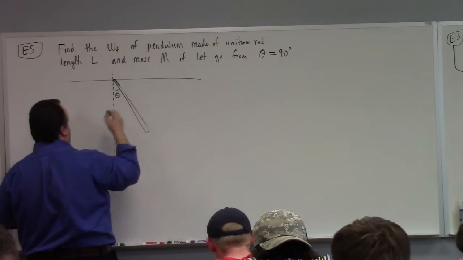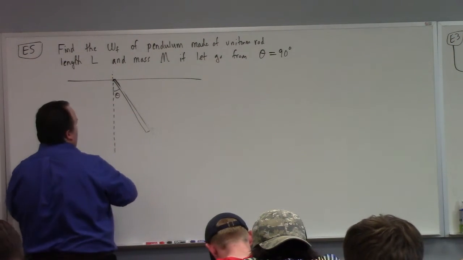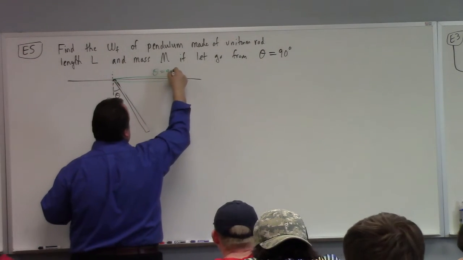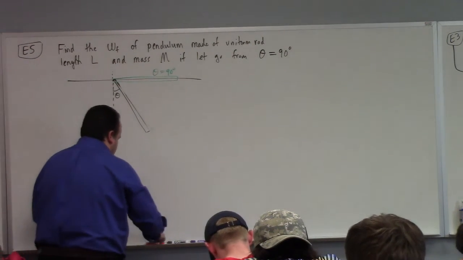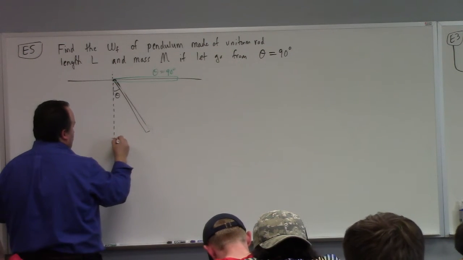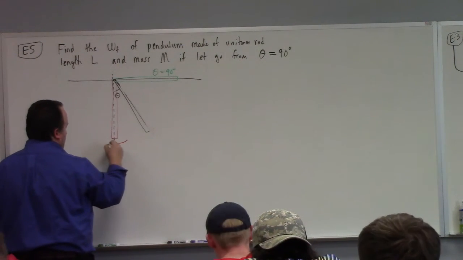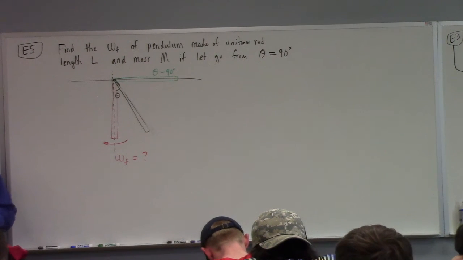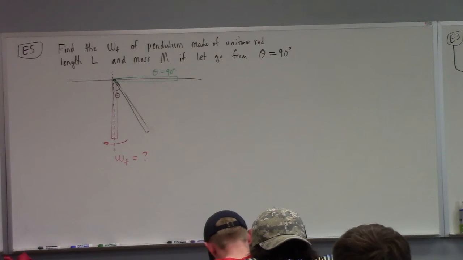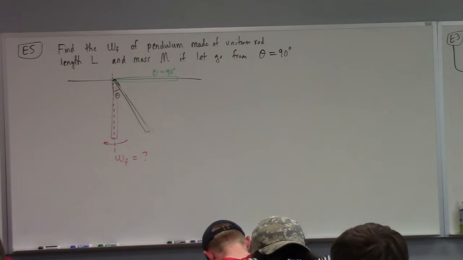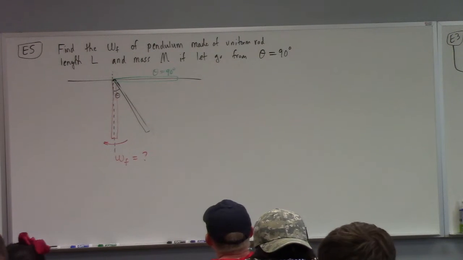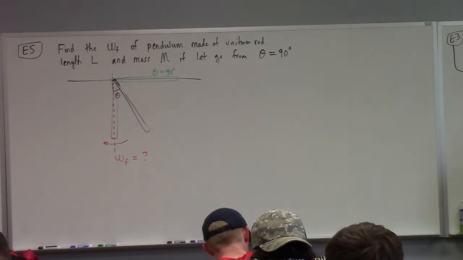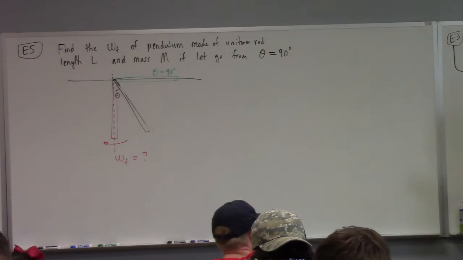So here's theta, right? And I'm asking, it's let go from up here, theta equals 90 degrees. And my question is, what's the speed of it when it gets down to here? What's omega f? Now we're assuming that it's pivoting on a pivot point which has no friction, like it's a smooth pivot point. So this is why I brought this silly pool stick, in part to try to visualize this.